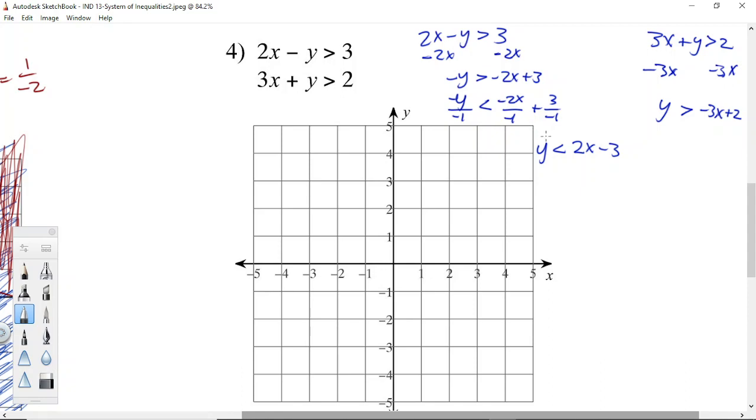So the first one we did, this one, we'll graph it. It's less than, so we will have a dashed line here. The intercept is negative 3, and the slope is 2. So rise over run, 2 over 1. Rise of 2, run of 1 gets us to right there.